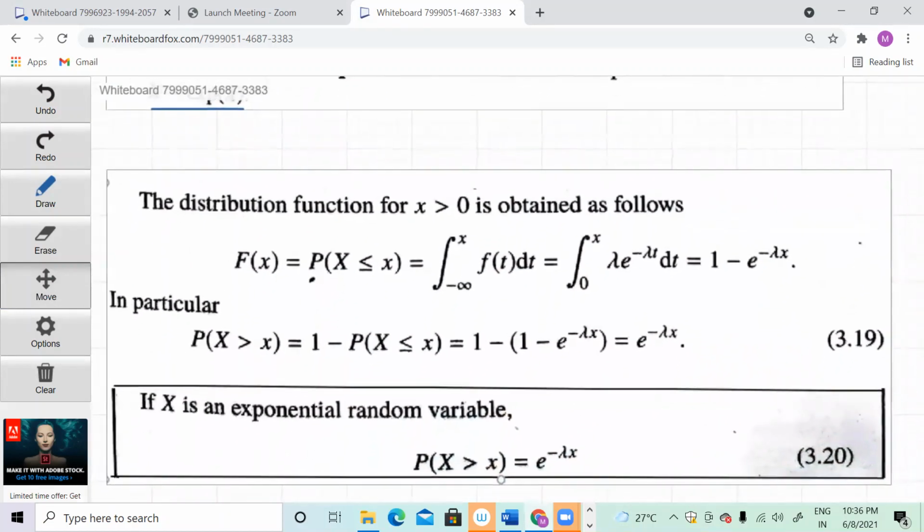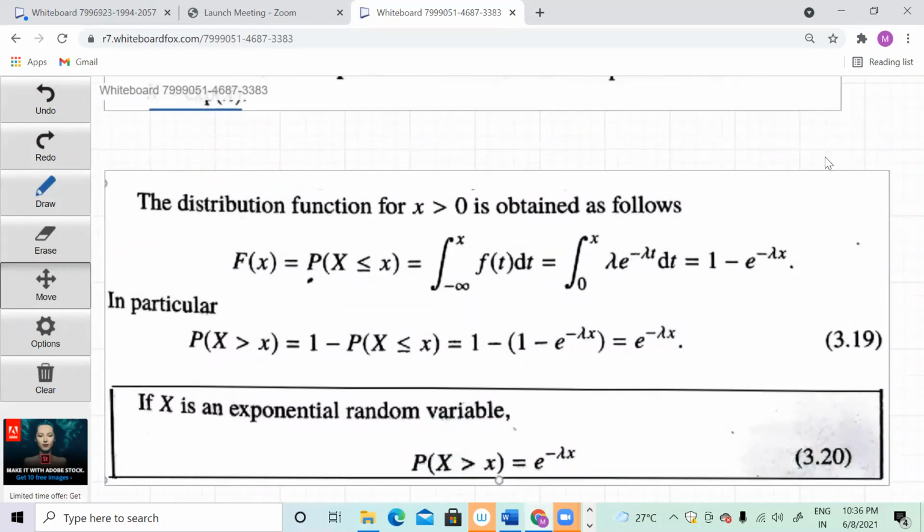Now, the cumulative distribution function for x greater than 0 is obtained as follows. The cumulative distribution function, denoted by capital F(x), which gives the probability of X less than or equal to x, is given by the integral from minus infinity to x of f(t) dt, where f is the probability density function, lambda e raised to minus lambda t, varying from 0 to x. The integral from 0 to x of lambda e raised to minus lambda t dt is equal to 1 minus e raised to minus lambda x, when x is greater than 0.